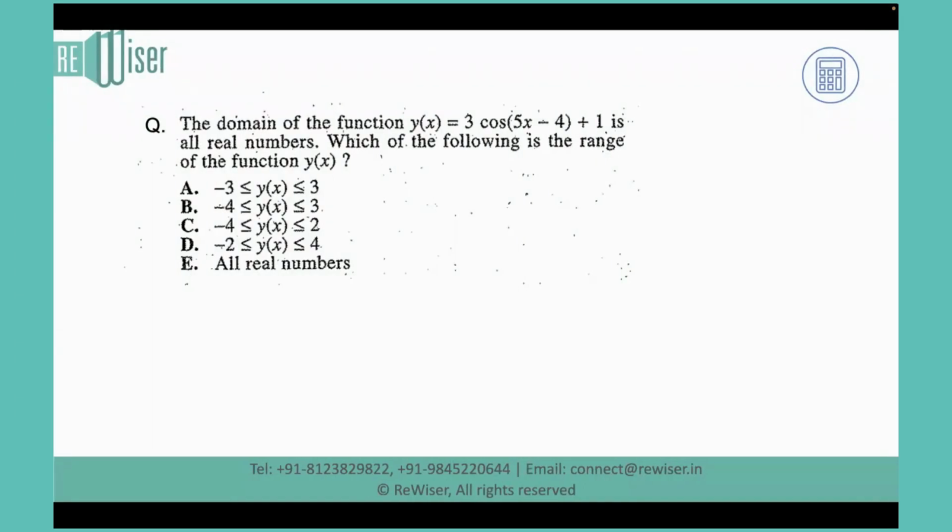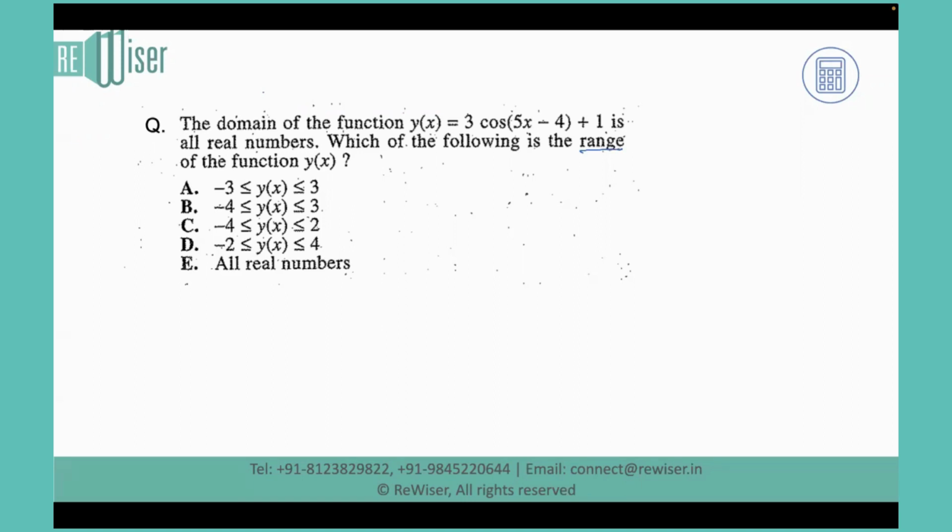Our today's ACT math question is from trigonometric equations. So let us go ahead and read this question. The domain of the function y of x equals 3 cos(5x minus 4) plus 1 is all real numbers. So we are given the domain for this particular function and we have to find its range, and we are given 5 options.